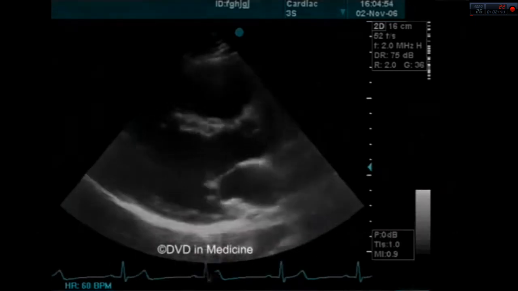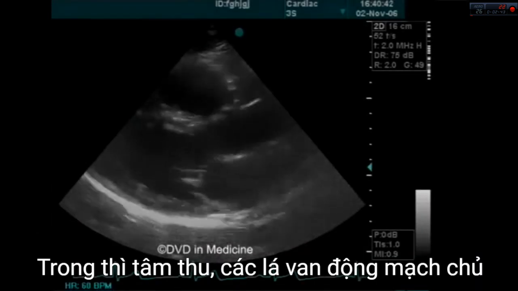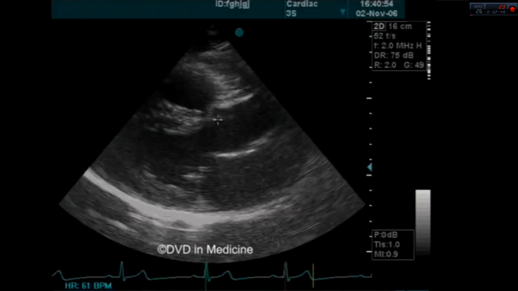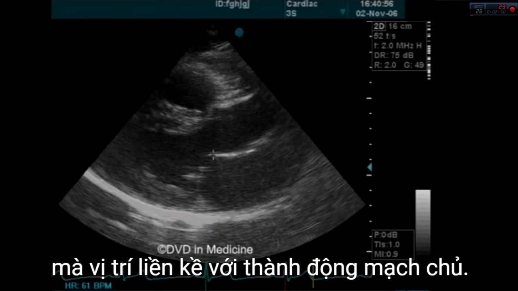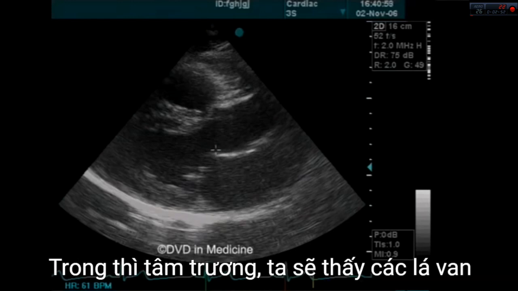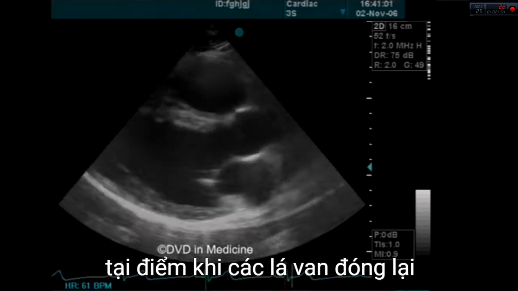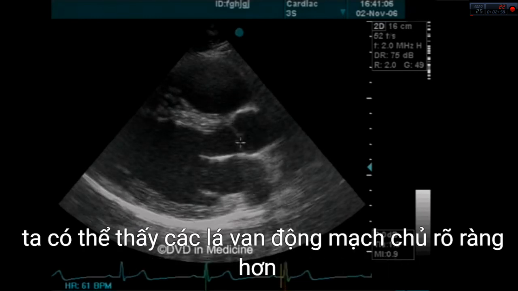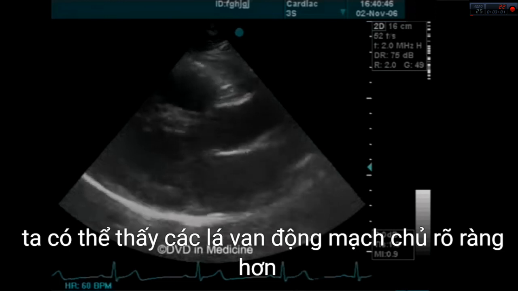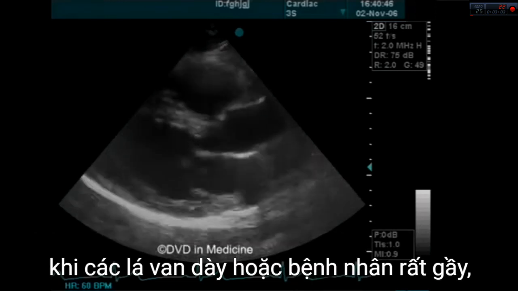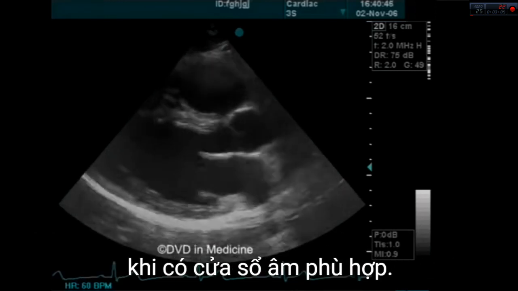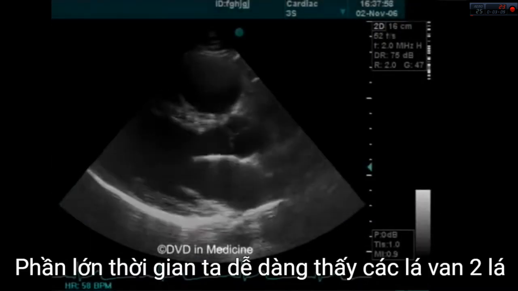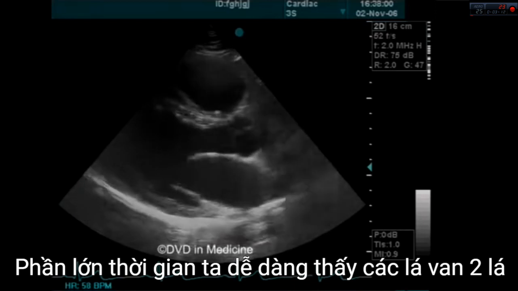In systole, the aortic valve leaflets are seen as two parallel short strips which are positioned adjacent to the aortic walls. In diastole, one will see the leaflets at the point where they close, in the center of the aortic root. One can see the aortic valve leaflets more clearly when they are thickened or in a very slim patient when there is a proper acoustic window. Most of the time, one can easily see mitral valve leaflets.